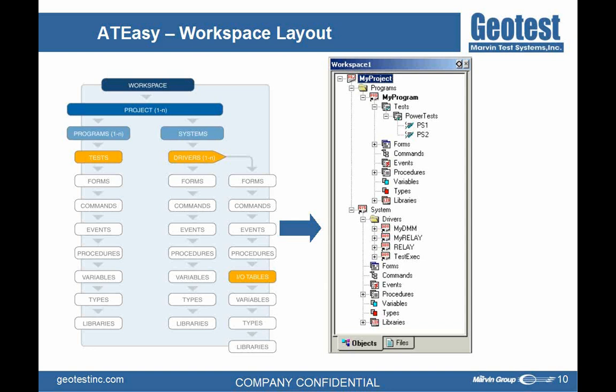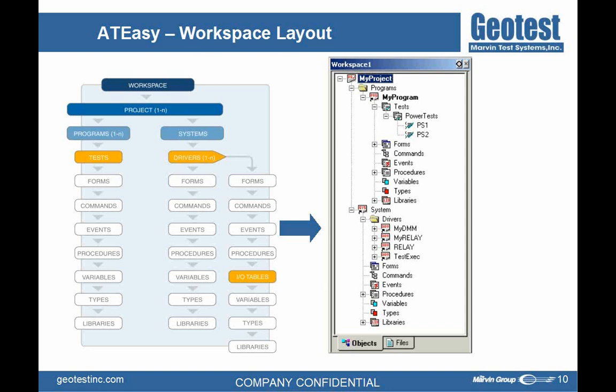So the structure of an ATEasy application makes it easier to find code as well as easier to reuse code. When you organize your code development and you have a piece of code that you want to reuse, it's very easy to go in and find that code and copy it and paste it into a new application. And the workspace is your window into that application.